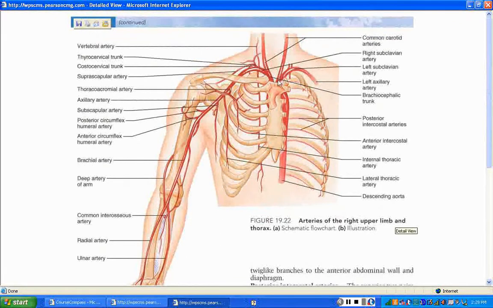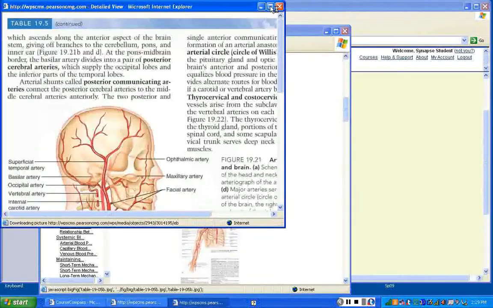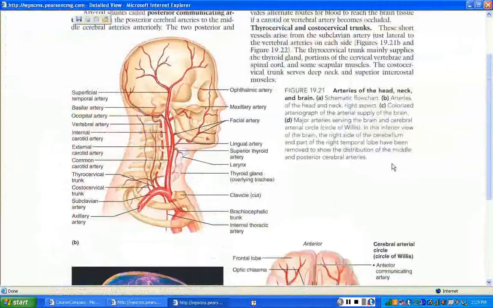The one thing I'll point out, notice this right here, the vertebral. There would be one on the other side. They don't really show it. Why is it called vertebral? It actually goes up through the vertebra. We'll see a picture in just a second. Well, right now, go to 472, right beside you, where you can see that. And here's this picture.